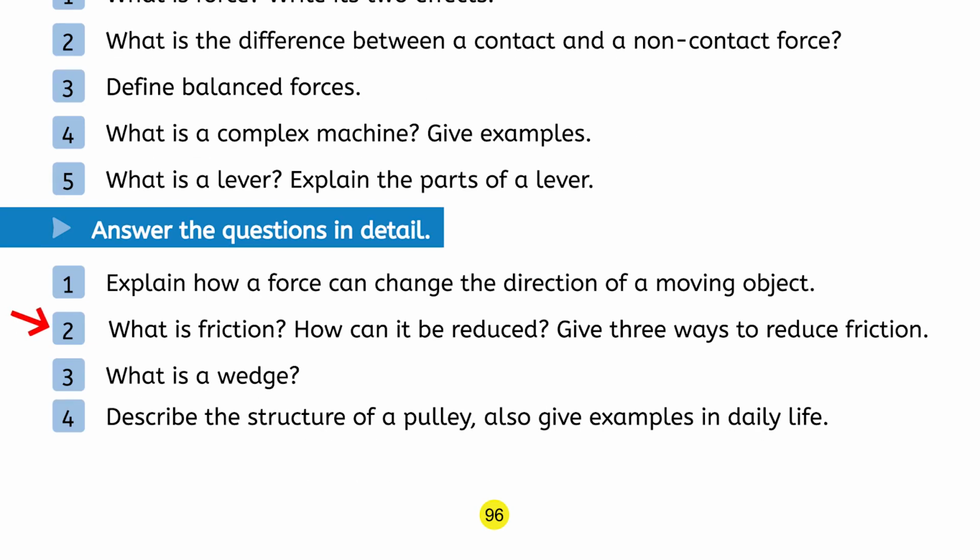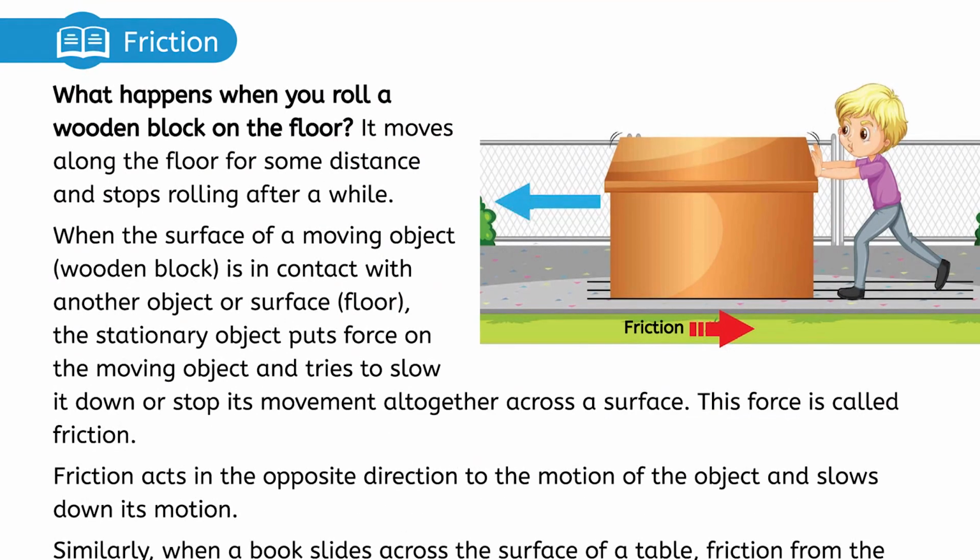What is friction? How can it be reduced? Give 3 ways to reduce friction. And the answer is, friction is a contact force that slows down moving objects. It occurs when two objects are in contact with each other. Ways to reduce friction. Friction needs to be reduced because the resistance it creates between the surfaces in contact leads to wear and tear. There are several ways to reduce friction.